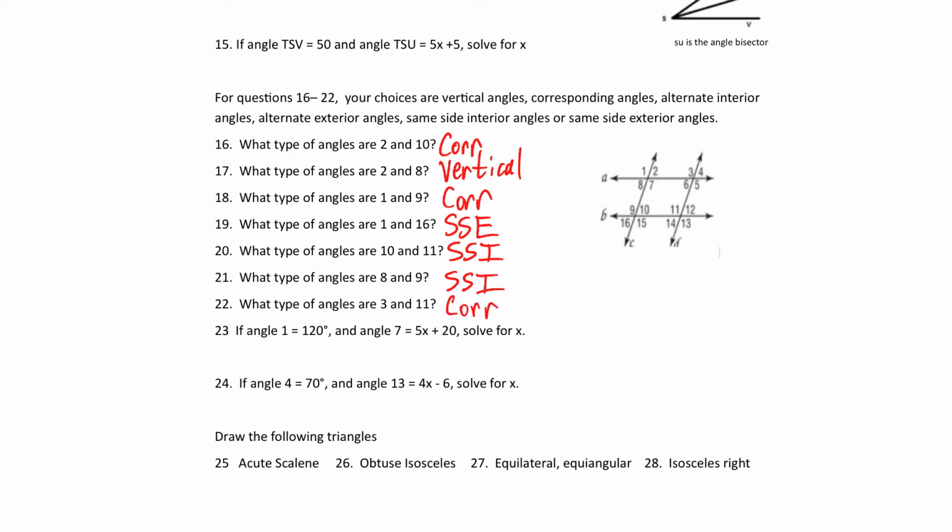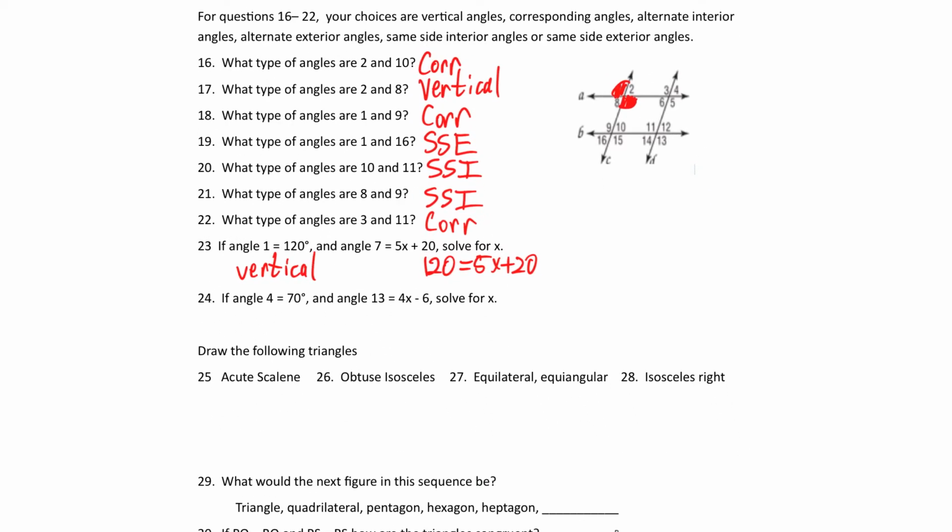And then 3 and 11? Corresponding. Okay, number 23 says angle 1 is 120 and angle 7 is 5x plus 20. So angle 1 is right here, angle 7 is right here. What type of angle are those? Vertical. So what do I know about those? They're always congruent. So I'm just going to set them equal: 120 equals 5x plus 20. I'm not going to work that out, but if you subtract 20, that gives you 100, then divide 100 by 5, it just gives you 20.